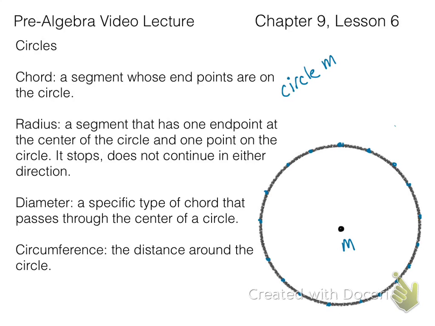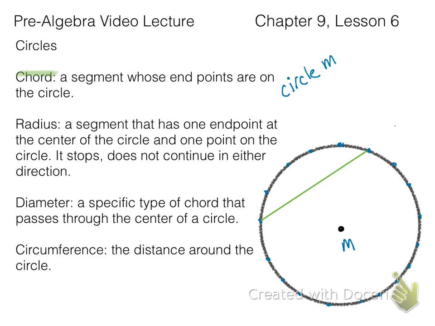So chords. Chords are a segment whose endpoints are on the circle. So like there, that green line is a chord. It is a segment, it ends on one end of the circle and on the other end of the circle. And again, it could be a bunch of different places. Like I could have a chord right here, and a chord right there, and I could even have a chord right there that goes through the center. Okay? So, a chord starts and ends on the edge of a circle.